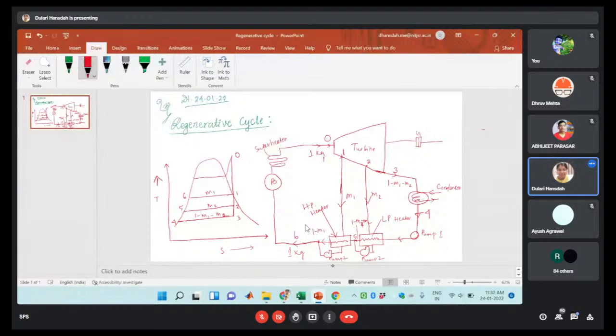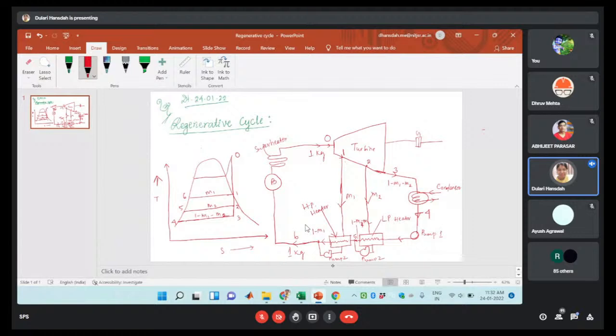So the main motto in this case is that we will draw some amount of heat during the throttling condition. What will happen? Some amount of steam will not be utilized in the turbine. So that amount of steam can be utilized in the heater, so that the condensate coming out from the condenser can be heated and supplied to the boiler.